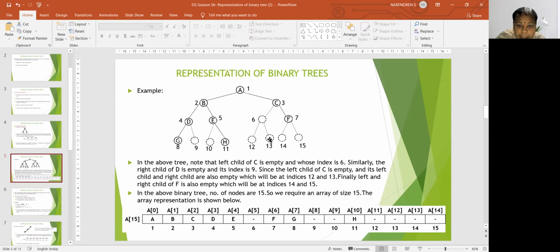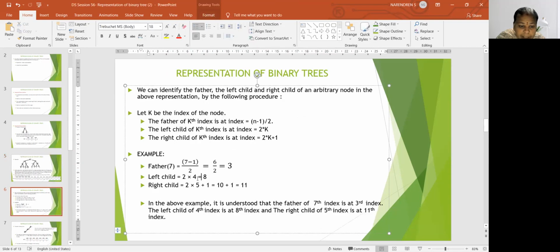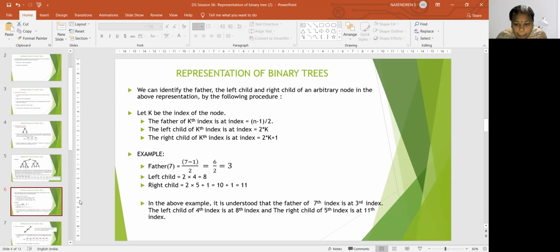See here, in the picture we can tell it. For F, the seventh index, we have seen the children: 8 and 11. The left child is 8, which is G. The left child is obviously 8, and the right child is 11. So this is what we have got.